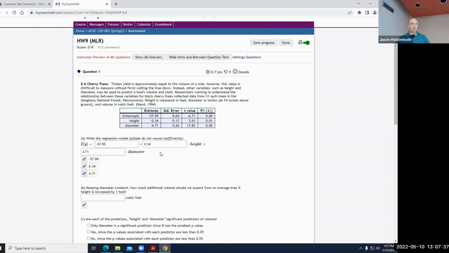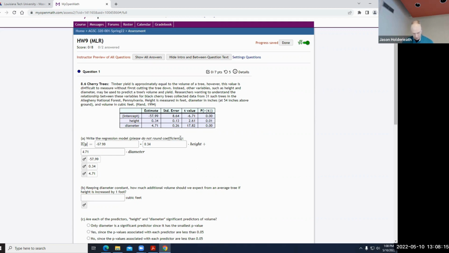Definitely will be questions on this on the exam. So I mean, this is what I think is the most important thing we're doing. Which one? This one right here? Minus 57.99. So it'd be this right here. Okay, keeping the diameter constant, how much additional volume should we expect from an average tree if height is increased by 1 foot? Okay, so here is our coefficient.